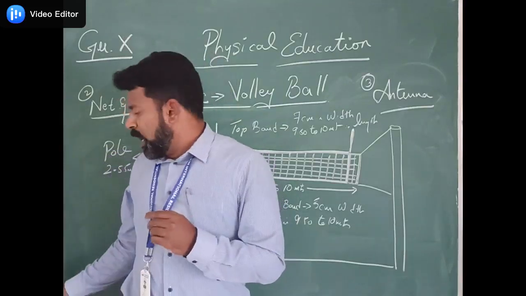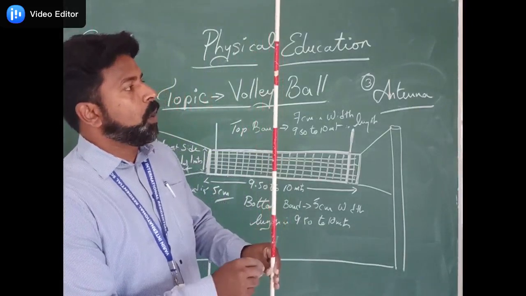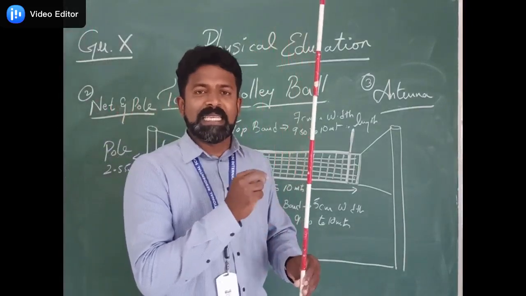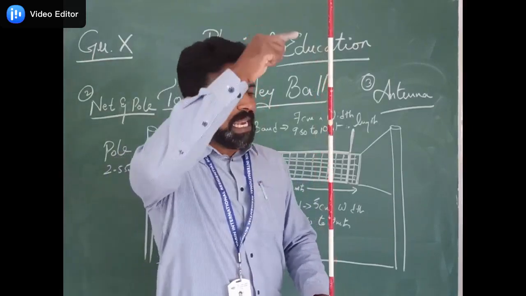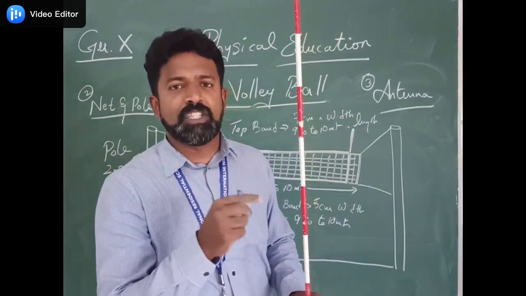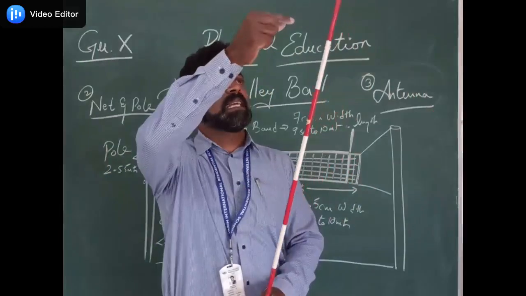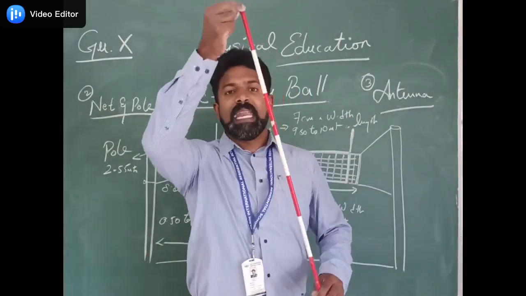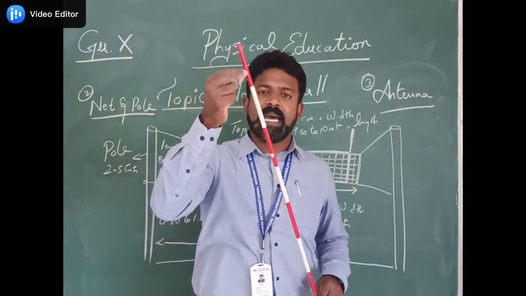Here I would like to show you an antenna, a flexible rod which is placed on the net to limit the crossing space. The length of the antenna, as I said earlier, is 1.80 meters, and this is the thickness, which is around 10 mm. The thickness of this antenna is 10 mm in diameter.